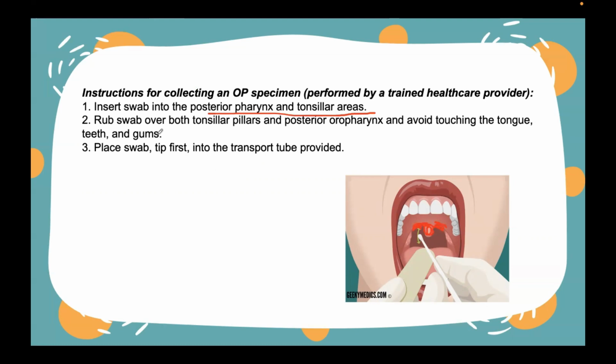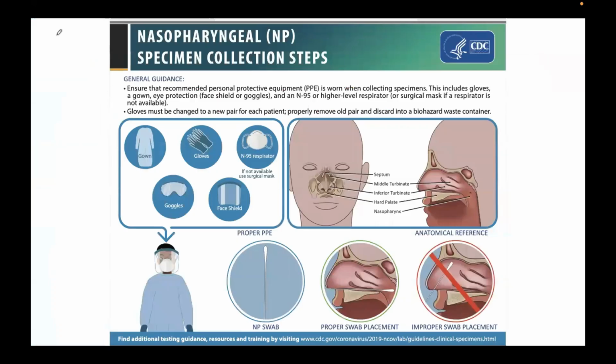Rub the swab over both tonsillar pillars and posterior oropharynx and avoid touching the tongue, teeth, and gums. Baka mamaya, pag huhugutin mo na yung swab, matouch mo yung pinaka-tongue and then yung gums, wag po. Bawal po yun. Place the swab tip first into the transport tube provided. So, ganun din po, kagaya ng nasopharyngeal swab, yung pinaka-swab yung nakasubmerge doon sa ating liquid. So, ito lang yung ating nasopharyngeal specimen collection steps coming from your CDC.